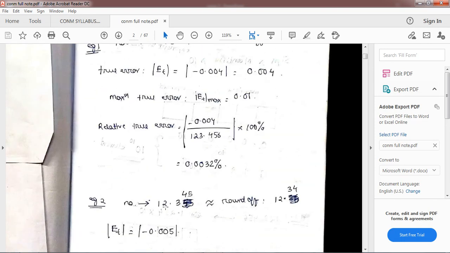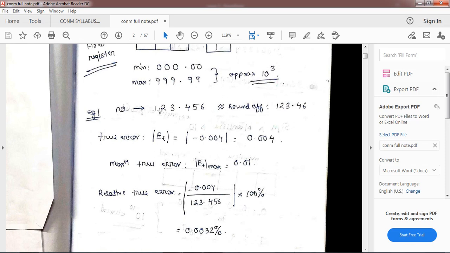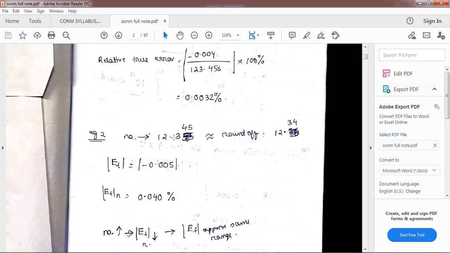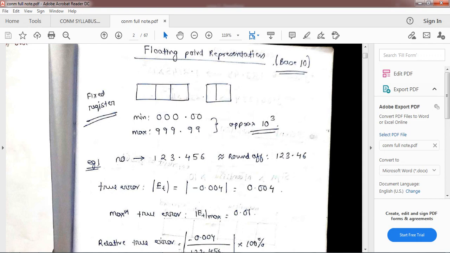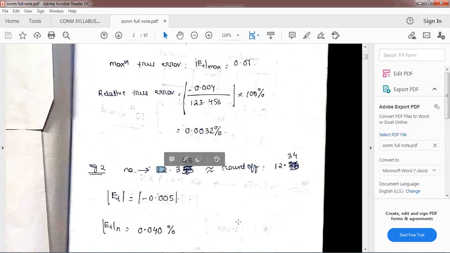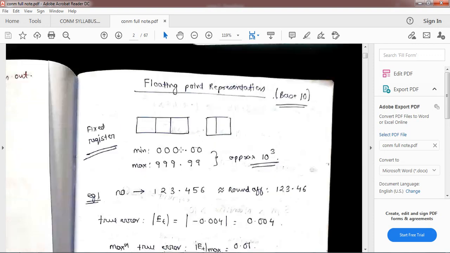Now if you see these two examples, there is one conclusion that you can draw. For such kind of fixed registers, here I had the number 123.46 and the relative error was 0.0032%. Over here I had the number 12.34 and the relative error is 0.04%. So as the number increases, the relative error decreases, for the fixed registers.